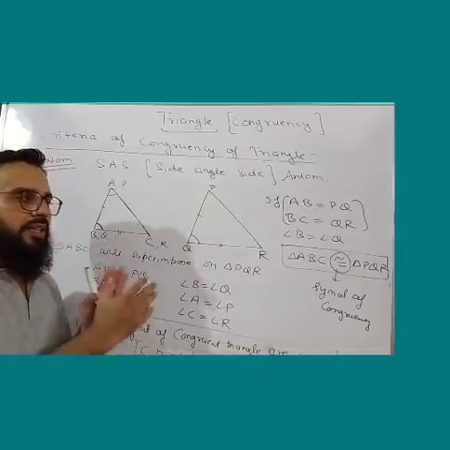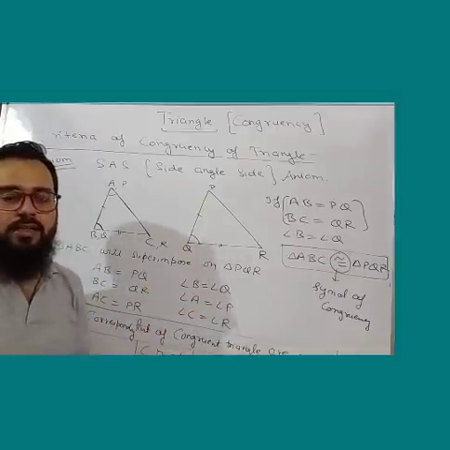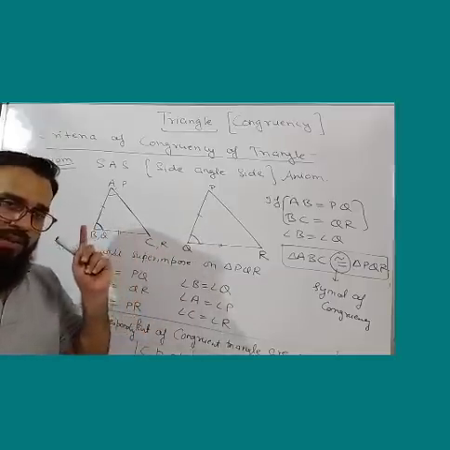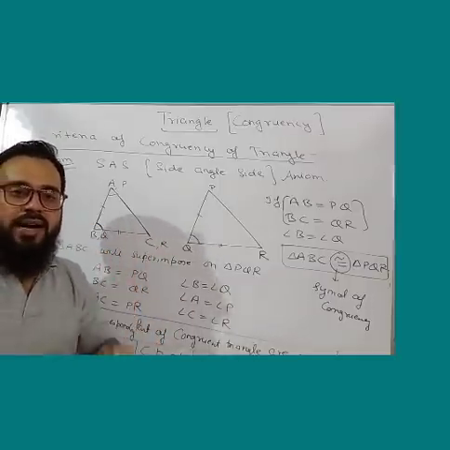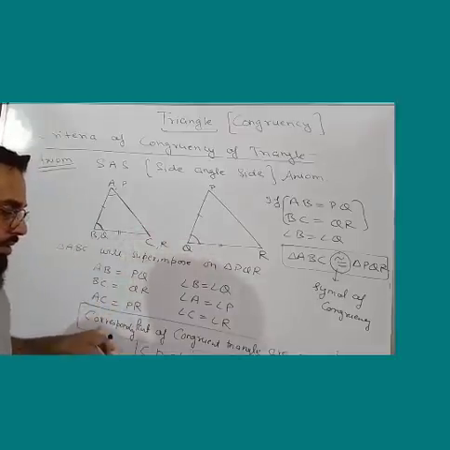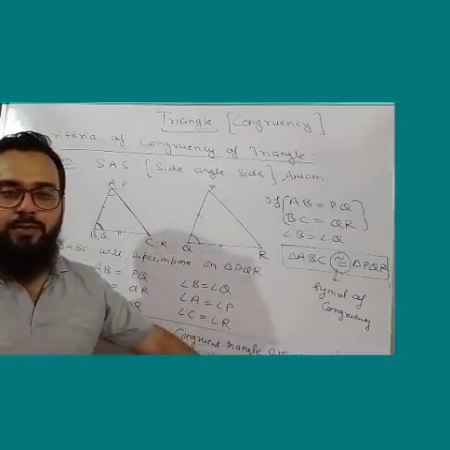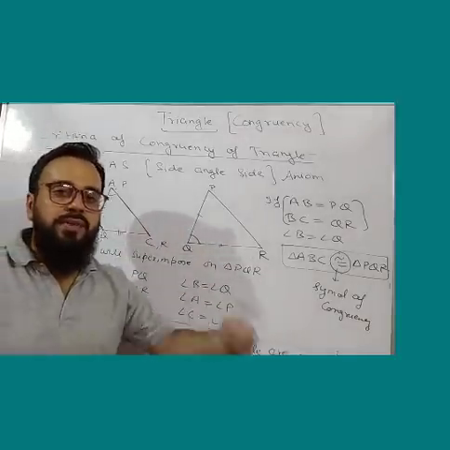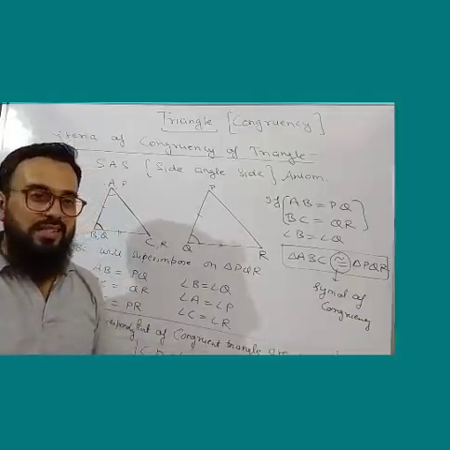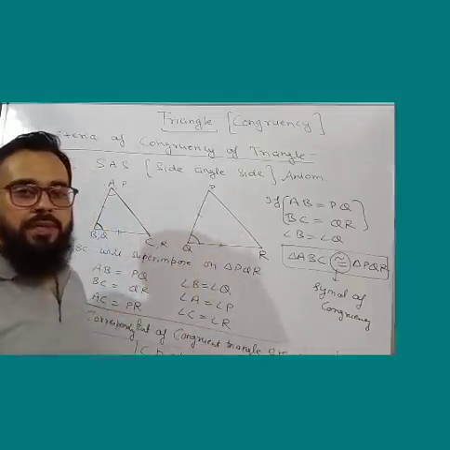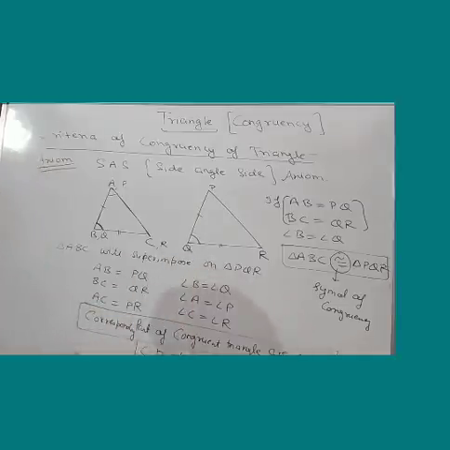Okay, so we will be given different shapes and sizes of triangles, but we have to find any one criteria, and after finding any one criteria, we will use corresponding parts of congruent triangles are equal, then we will prove whatever is required. So this is basically the task of this chapter. Okay, so let us start. This is our first criteria, side angle side criteria. Now let us discuss another criteria.